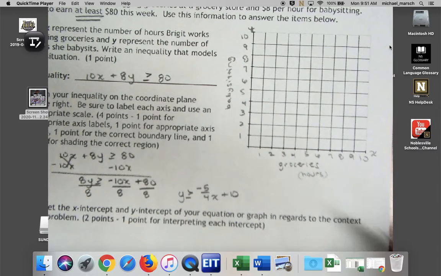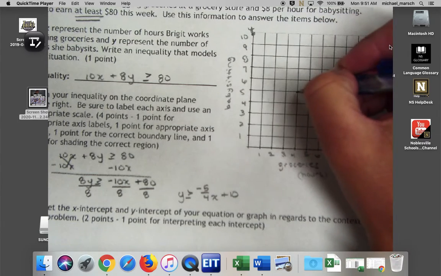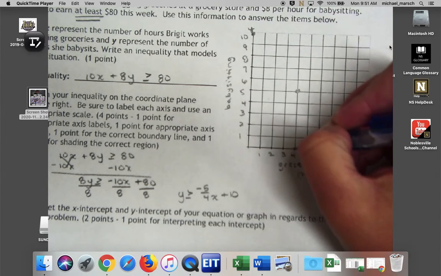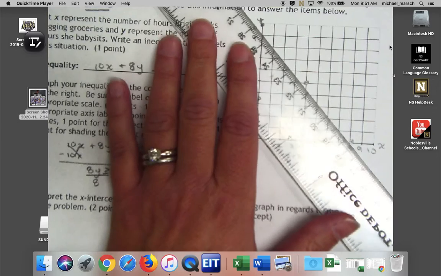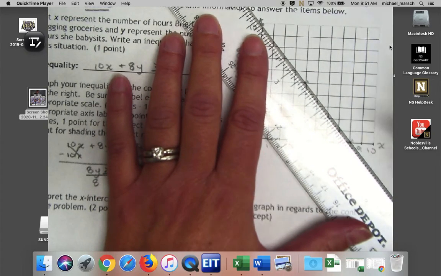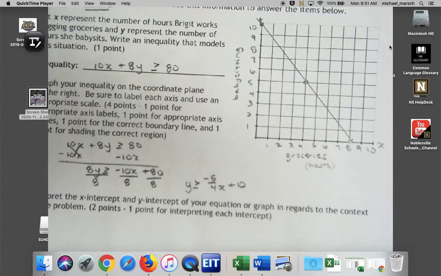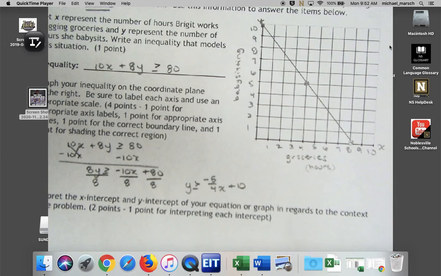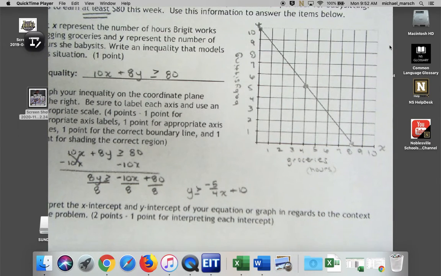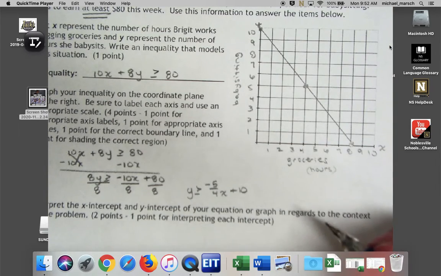So now I can graph this. I'm at 10, and I go 1, 2, 3, 4, 5, 1, 2, 3, 4, 5, 1, 2, 3, 4. Perfect. It's greater than or equal to, so I can connect this with a straight line. And then now I just have to decide how am I going to shade this, right? So am I going to shade this way or this way? Remember, she wants to make greater than or equal to $80. So I'm going to go ahead and shade above, but I can check my work, right?